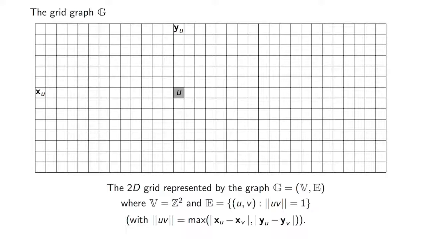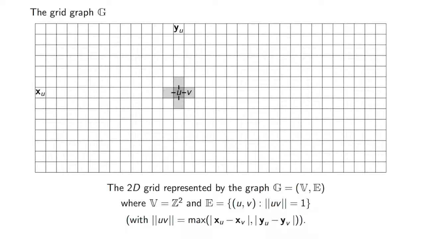Consider a position U which is in dark gray in this example. We denote by x subscript u the abscissa of u and by y subscript u the ordinate of u. The graph G is undirected. The position U is the extremity of 4 different edges. Here are the 4 edges. Their other extremity is drawn in light gray. These 4 vertices in light gray are the closest neighbors of U. In other words, they are at distance 1 of U.